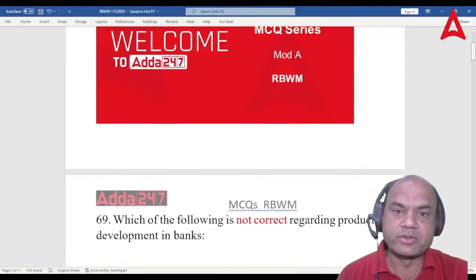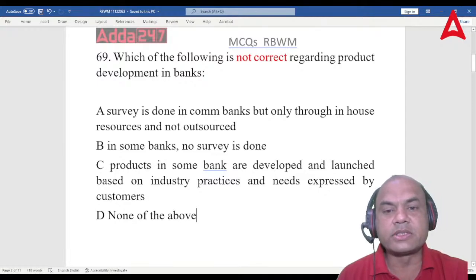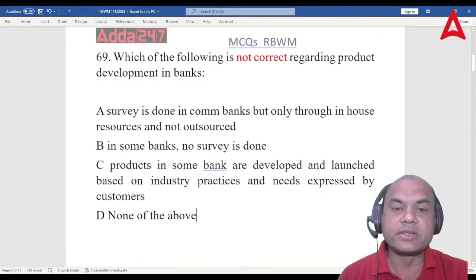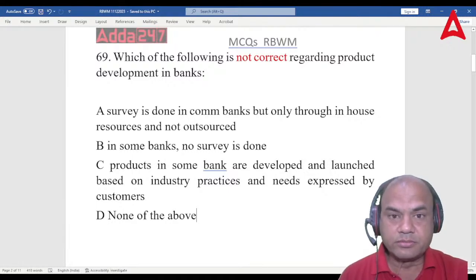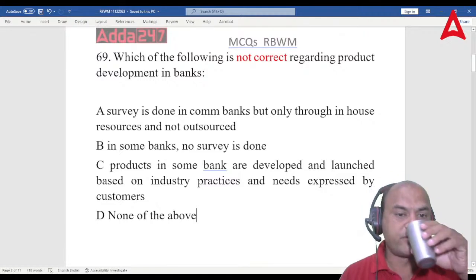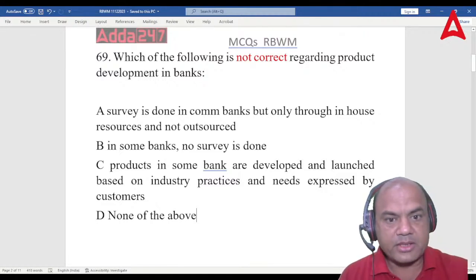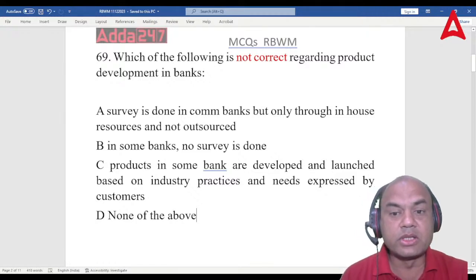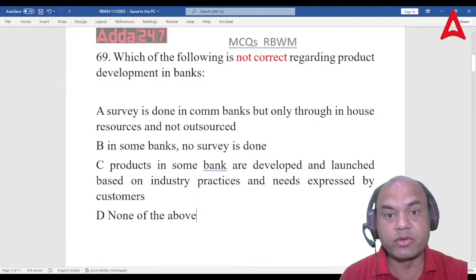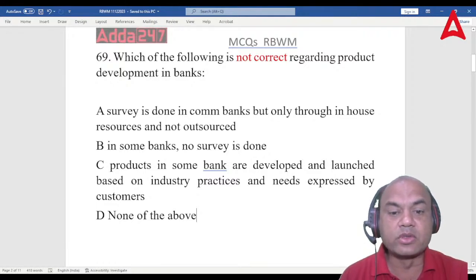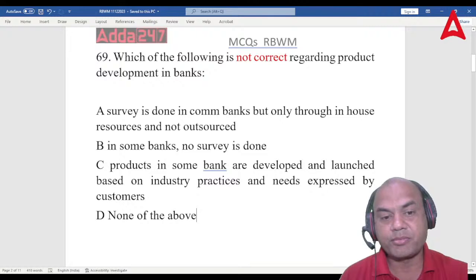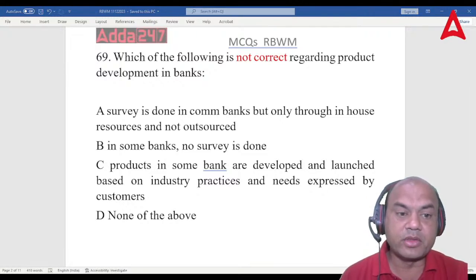First one. Which of the following is not correct regarding product development in banks? We want what is not correct regarding product development. A: Survey is done in commercial banks, but only through in-house resources and not outsourced. B: In some banks, no survey is done. C: Products in some banks are developed and launched based on the industry practices and needs expressed by the customers. D: None of the above. So which of them is not correct?